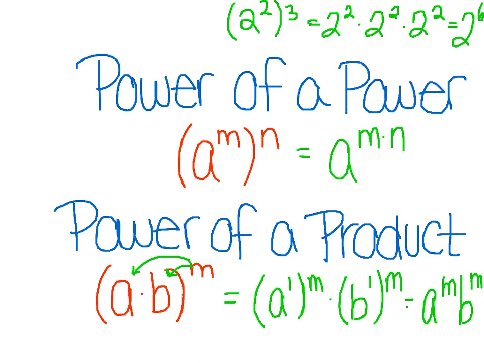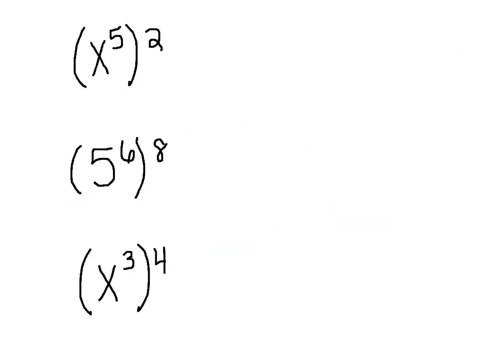Just remember, it's like the distributive property. You're taking that exponent to every single term inside the parentheses. Let's look at an example now.